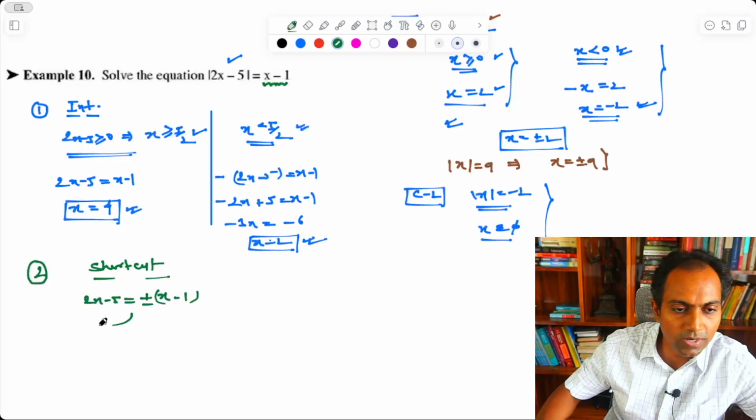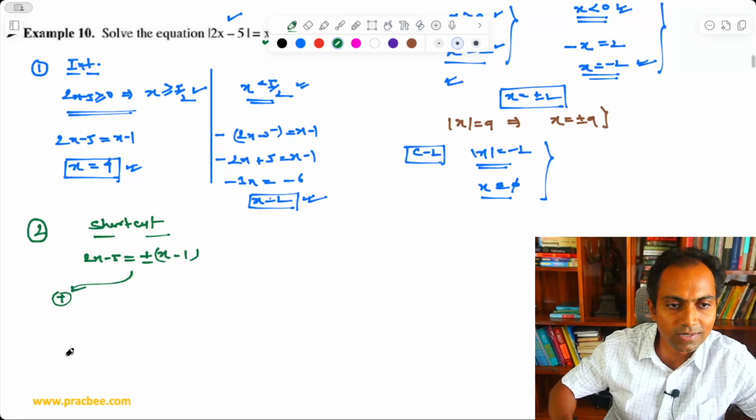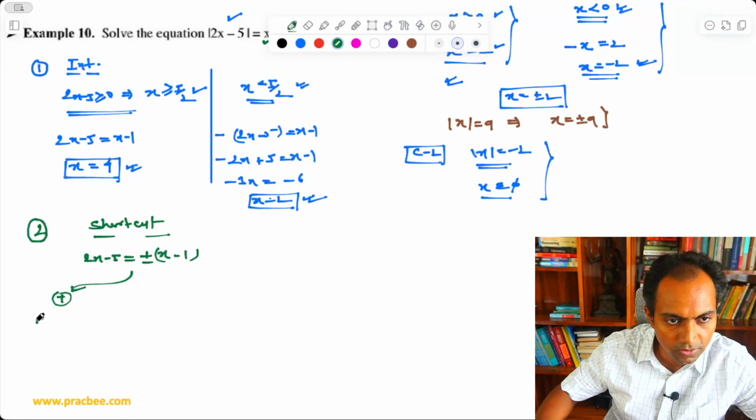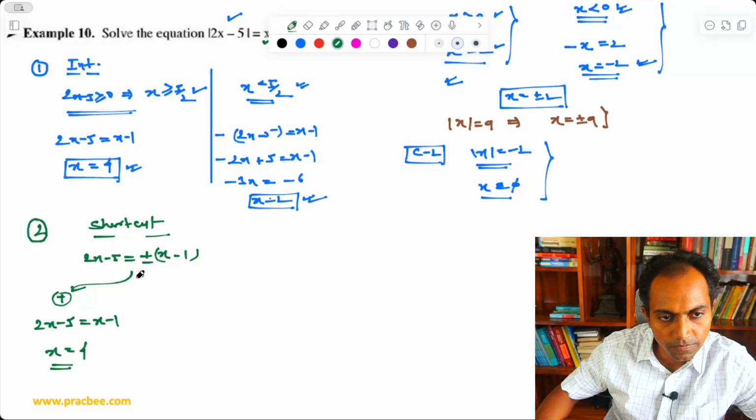Now, in order to get the plus wala answer, I will first solve it for the plus sign and then ultimately solve it for the minus sign. So, it becomes 2x minus 5 is equal to x minus 1, x comes out to be equal to 4. And then again I am going to take the minus sign. So, 2x minus 5 is equal to minus x plus 1. 3x is equal to 6, or x comes out to be equal to 2.